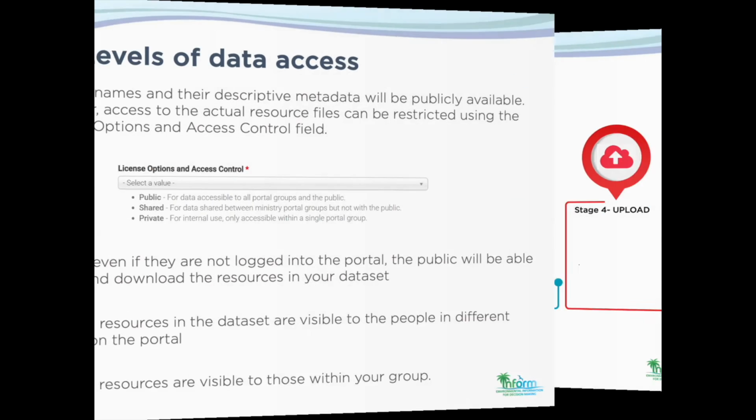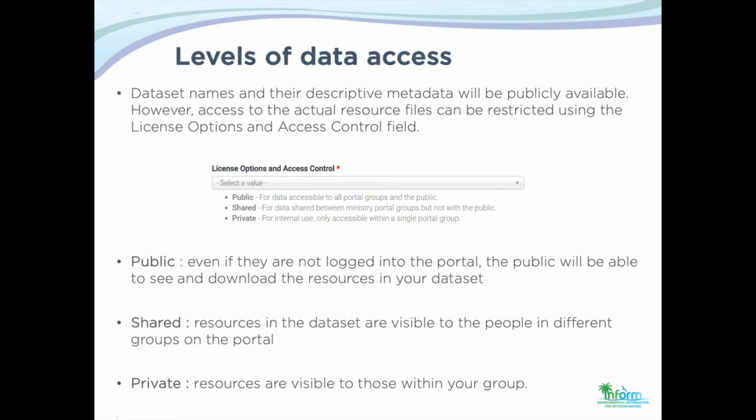As covered in previous modules, there are three license levels that determine your target audience. Regardless whether it is a public, shared, or private data, the name of the dataset and its descriptive metadata can be publicly viewed and available. However, access to the actual resource is restricted using the license options.